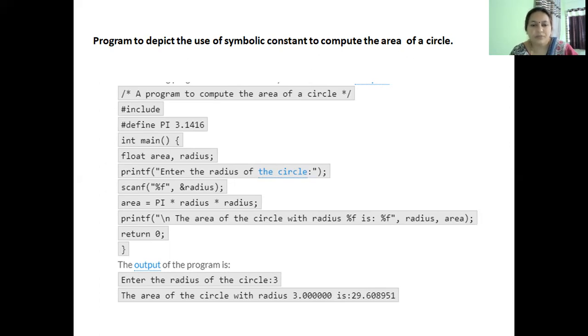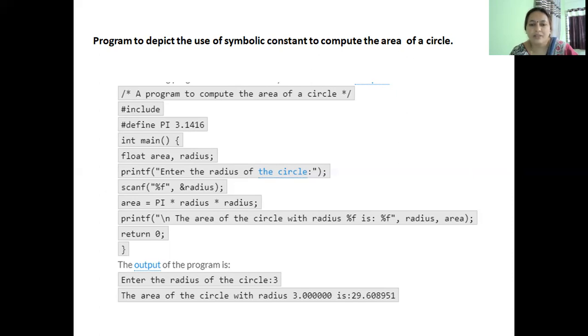So the output of this program will be like this. First, the printf, that is the prompt message, enter the radius of the circle, will come. The user will enter 3 for that. Then the program executes on the value of 3 as input, and the output will be displayed as: area of the circle with radius 3.000000 is 29.608951. Floating point values will have a precision of 6 digits.